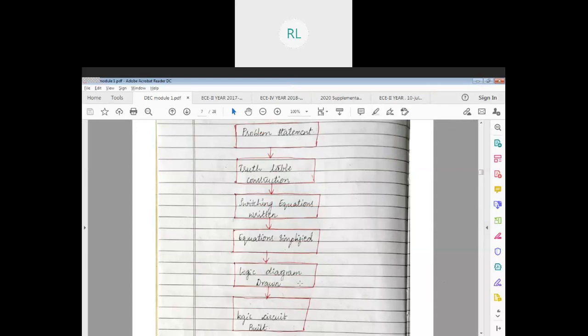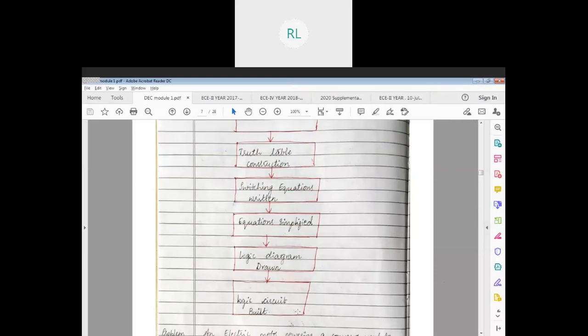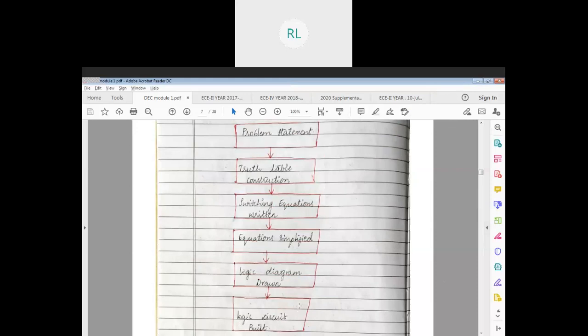What I wanted to say here is: the problem statement, truth table, switching equations, simplifying those equations, logic diagram, and finally the circuit. Problem statement, truth table, equations, simplified equations, logic diagram, and finally your logical circuit. This flow should be in your mind.